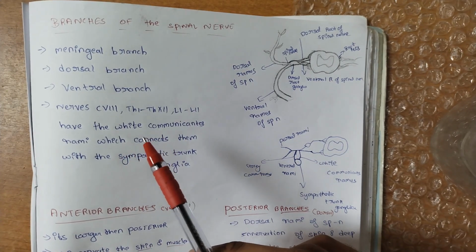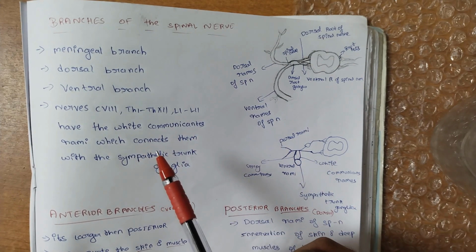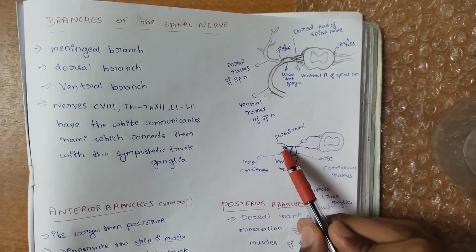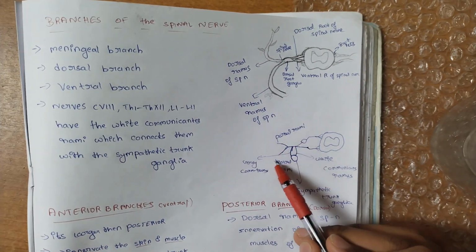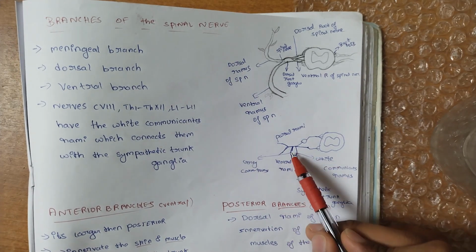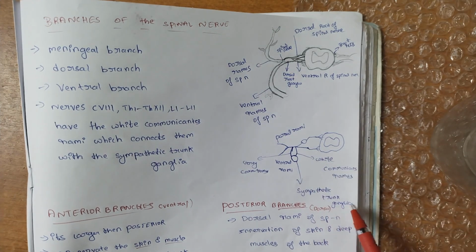Especially nerves of C8 and thoracic 1 to thoracic 12 and lumbar 1 and lumbar 2 have the white communicating rami. White communicating rami means, see in this diagram, before the dorsal and ventral rami, this is white communicating rami and this is gray communicating rami. They go and connect to sympathetic trunk ganglia.